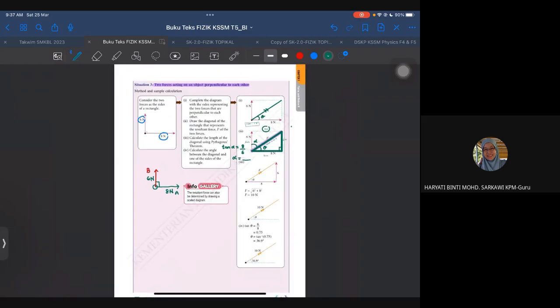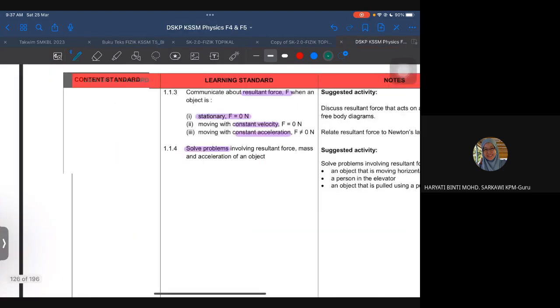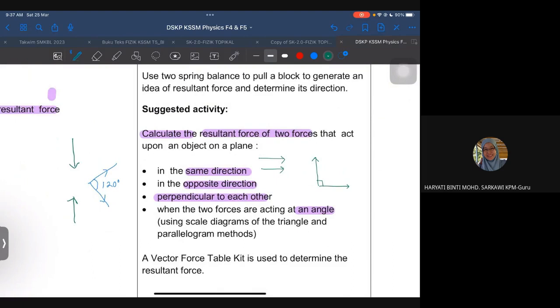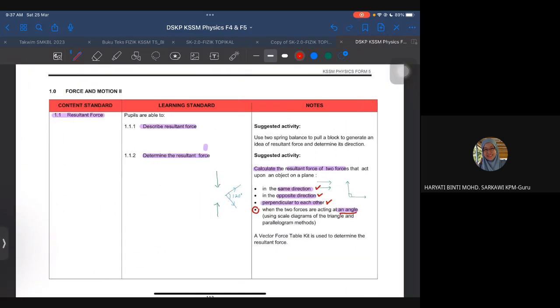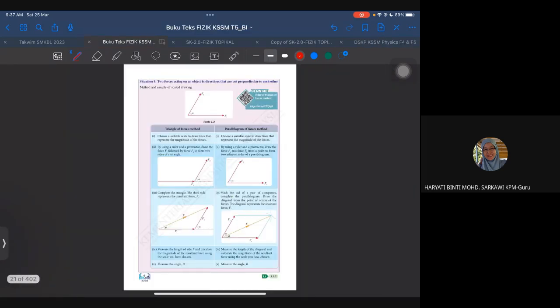Any questions so far? No question, huh? Alright, so far we already covered... Look at the DSKP. Okay, calculate resultant force acting on object: same direction already, this one already; opposite direction okay; perpendicular also okay. Okay, the fourth one, at an angle. So this one normally we use diagram. Okay, here.